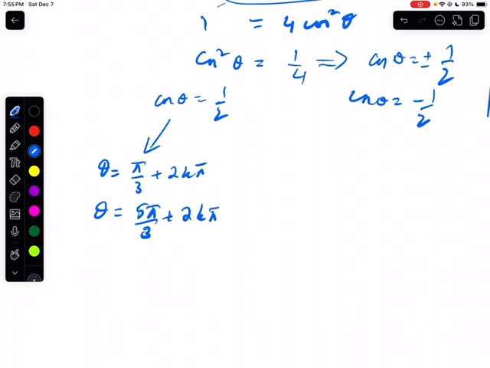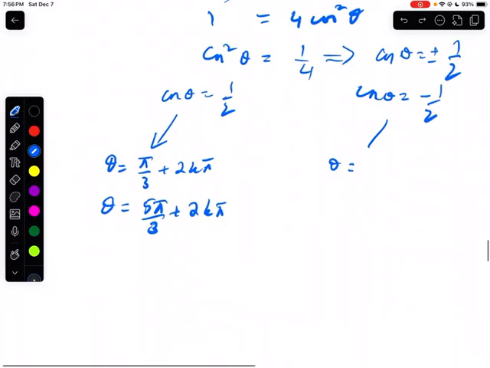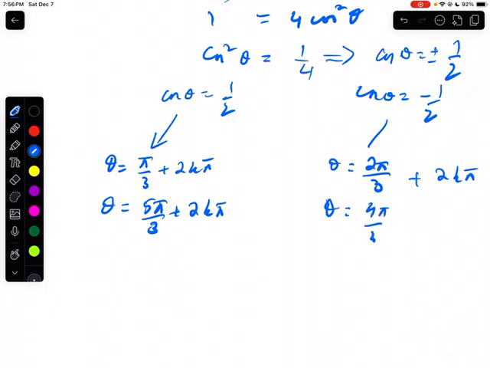Whereas the other one gives me theta equals 4 pi over, not 3. One will be 2 pi over 3 and the other will be 4 pi over 3. 2 pi over 3 is in the second quadrant, plus 2k pi, and the other will be 4 pi over 3 plus 2k pi.